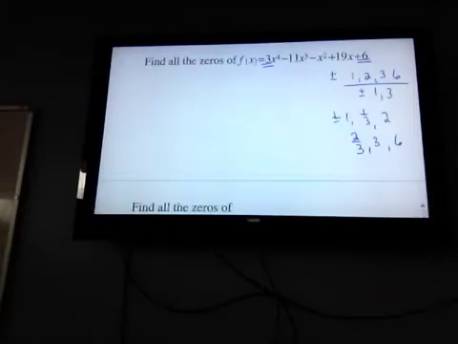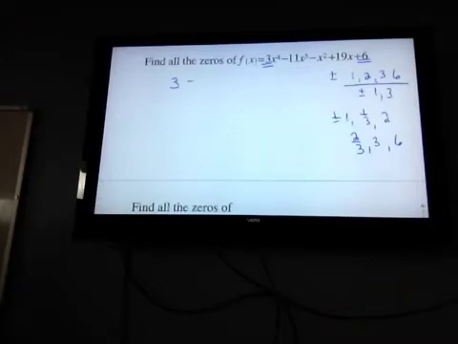So we have 1, 2, 3, 4, 5, 6, 12 possible numbers here, because that's always the positive and negative of all those combinations. Okay? Now, this polynomial has a power of 4. So that means there's going to be 4 solutions. Okay? So we set it up.